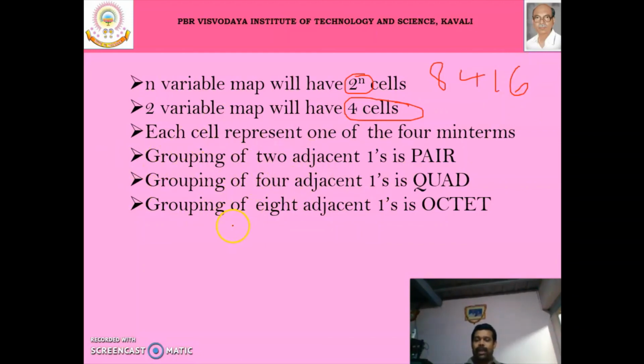Now, in the maps, we can group the adjacent ones. Grouping 2 adjacent ones is called a pair, grouping 4 adjacent ones is called a quad, and grouping 8 adjacent ones is called an octet.